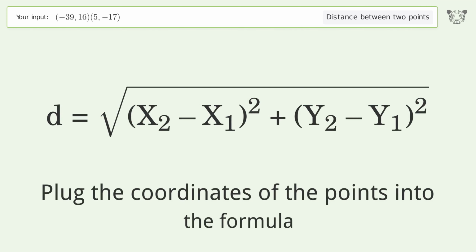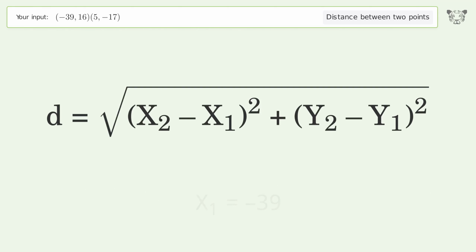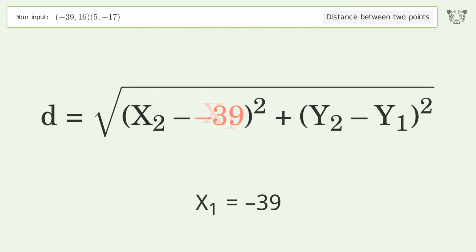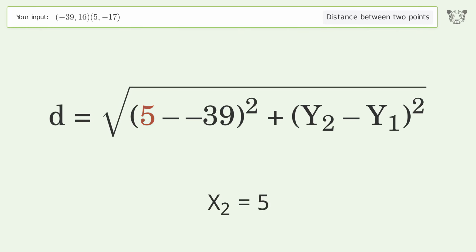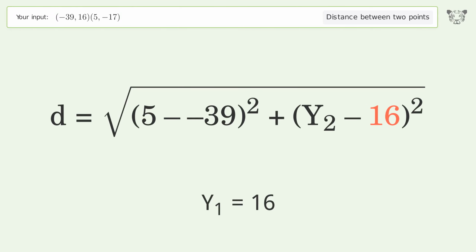Plug the coordinates of the points into the formula. x1 equals -39. x2 equals 5. y1 equals 16. y2 equals -17.